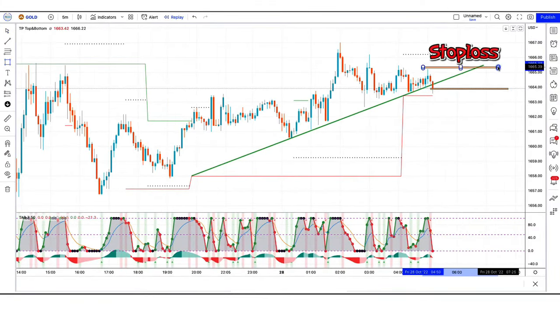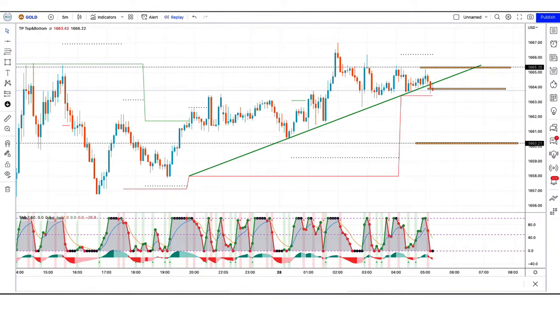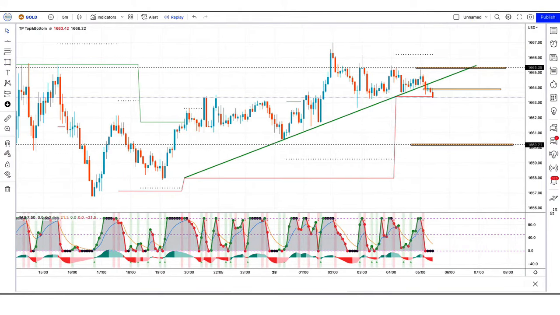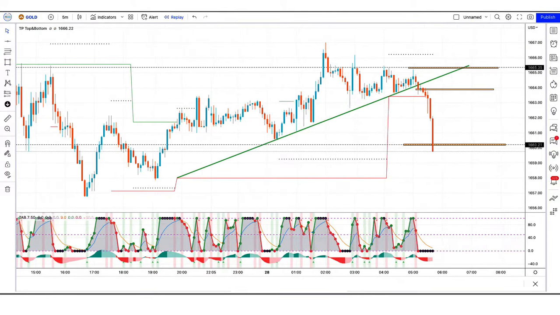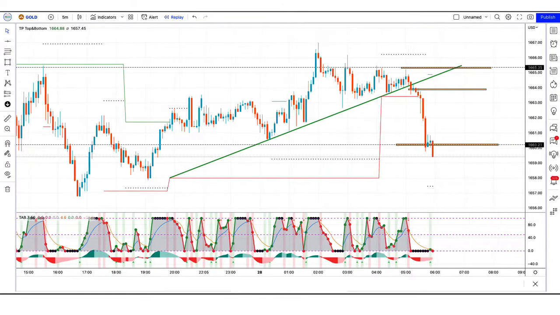Our stop loss will be placed at the current market high. And the risk to reward ratio will be 1:1.5. The market has completely hit the target. I hope you must have understood this trading strategy.